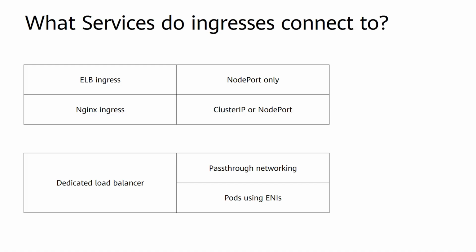Dedicated load balancers support pass-through networking. If a pod uses an Elastic Network Interface, or ENI, requests can be directly forwarded from the dedicated load balancer to the pod. This feature is closely related to CCE turbo clusters. We will talk about it later when we introduce CCE turbo clusters.